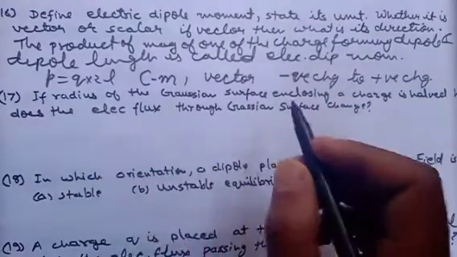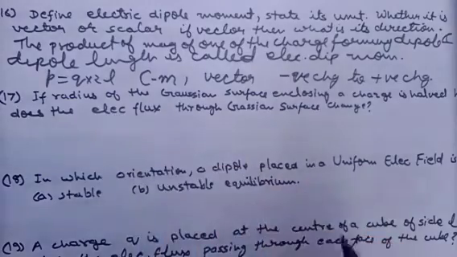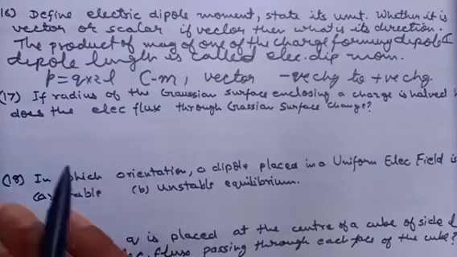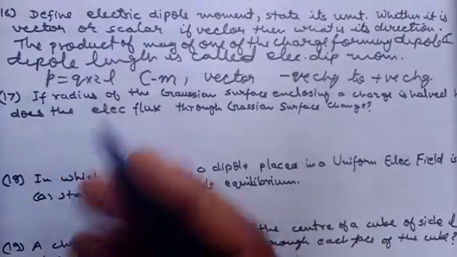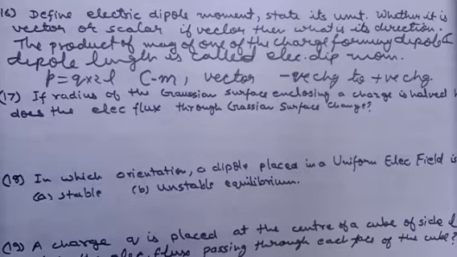Now Gauss theorem has arrived. I didn't consider its question here, that is, state Gauss theorem, I'm just asserting it. The total number of electric field lines, that is electric flux, net electric flux, we can say. Net electric flux passing through a closed surface is 1 upon epsilon naught times the net charge enclosed by the surface. You need to memorize it by heart.